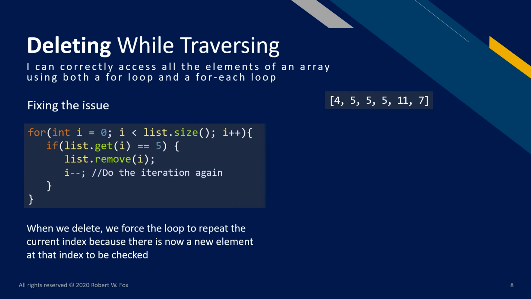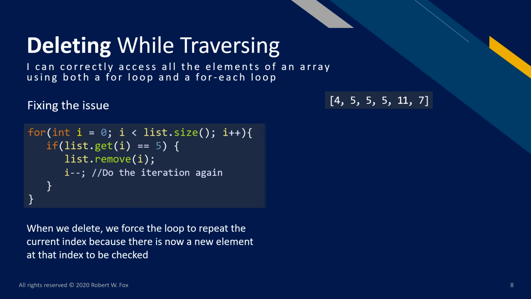So then the question becomes, how do we fix this issue? And the answer actually is pretty simple. What we'll do is whenever we remove from the list, we are going to do i--. Now, what that basically means is we're going to do the same iteration of the loop again. And here's what I mean by that. Let's see how it plays out.